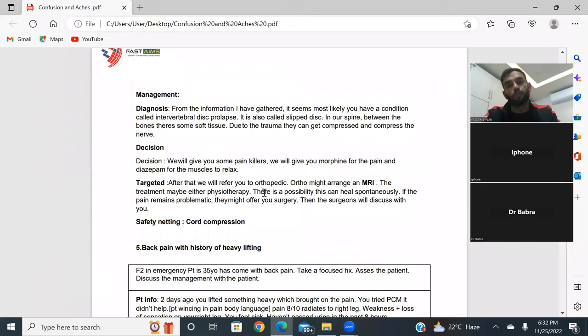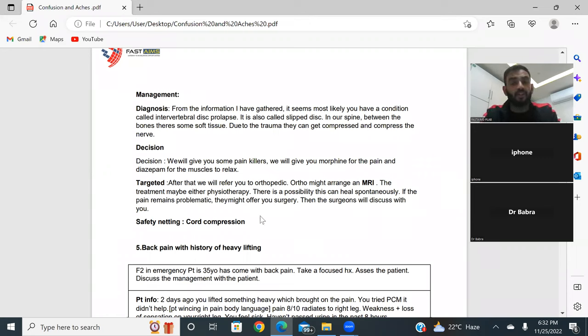You are going to refer to the orthopedic. Another patient with a sprain, you send back home. And this you are going to do, arrange urgent referral. What is urgent? Two week time. I'm sorry, this is not urgent referral, it is routine referral. You will be doing a routine referral because there is no urgency so far. So you will be doing a routine referral, and orthopedic might arrange an MRI.